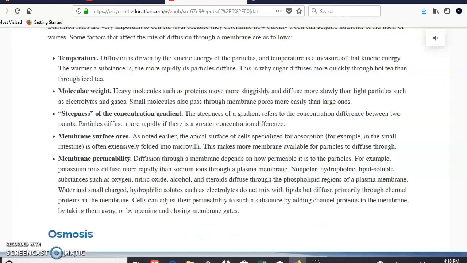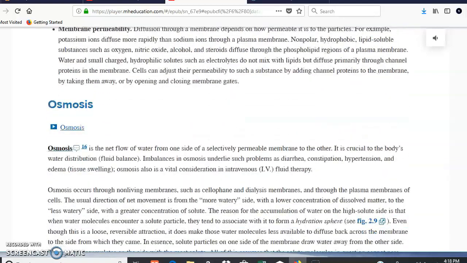Membrane permeability. If you have a membrane made of bricks, nothing will go through. But if you have a membrane that is made of tissue paper, then a lot of things will go through because it's permeable. So obviously membrane permeability will allow things to move from one side to another. Osmosis is the passage of water from high to low.